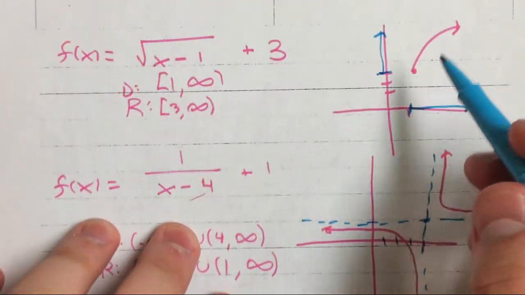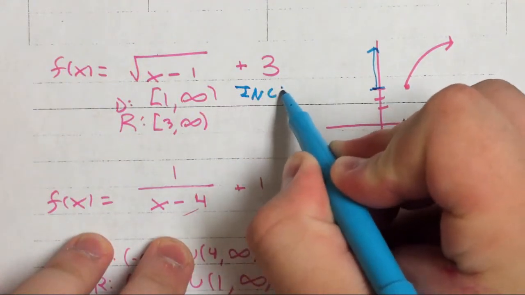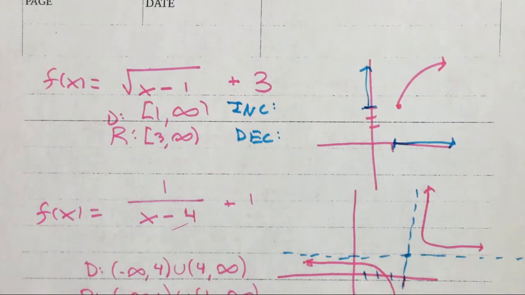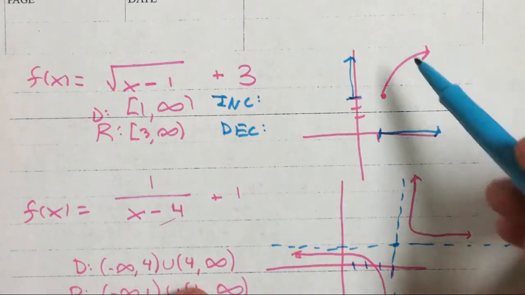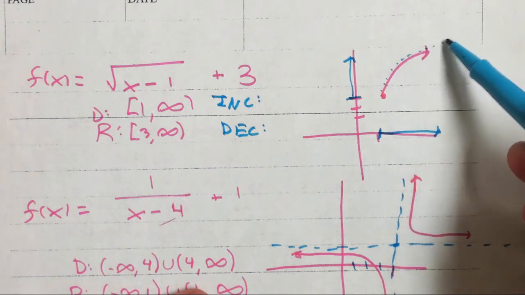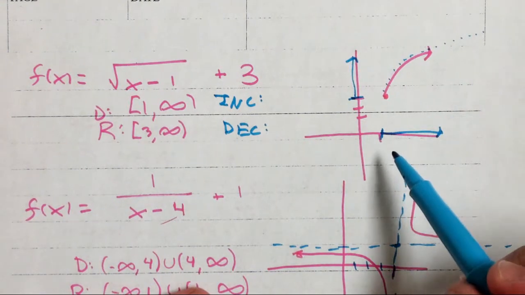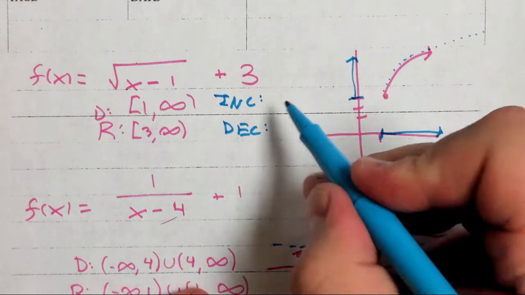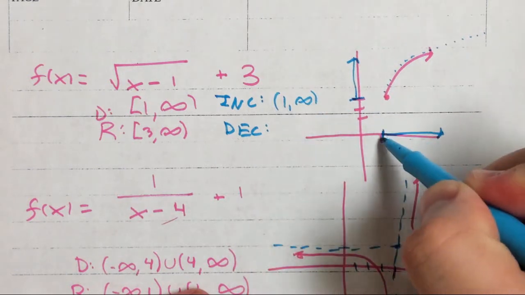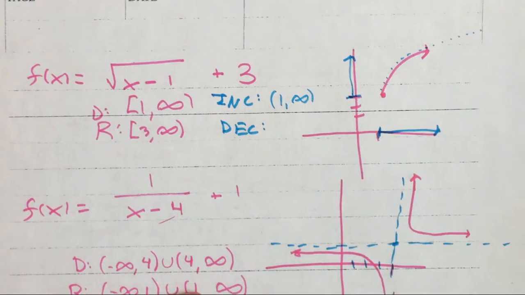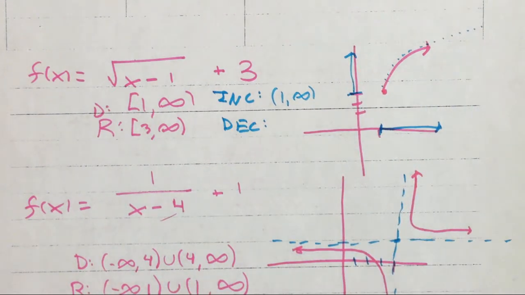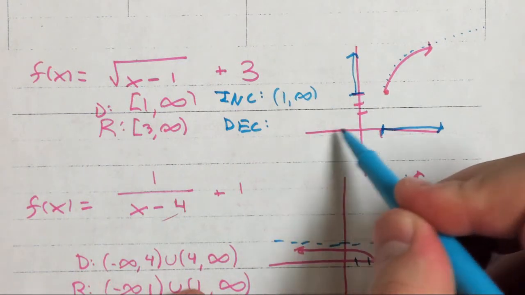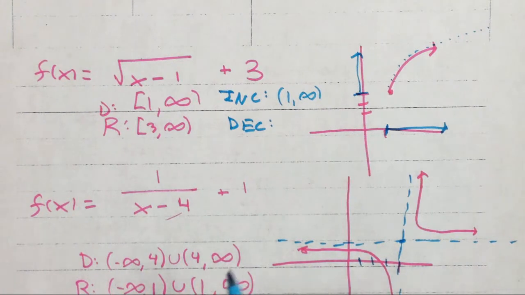How about this square root function we did? Where is it increasing and where is it decreasing? So what now? Yeah, it'd be 1 to infinity, because from this point forward, the graph's going up. Where is it decreasing? Well, is there even a negative infinity to use?